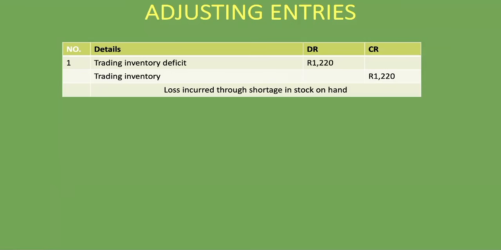Now, the narration can be different from one person to another as long as you're explaining what your journal entry is all about. Now, what if the one on the pre-adjustment trial balance was less than the one according to the physical stock taking, well, then you would have a trading inventory surplus, which is an income. So you would debit trading inventory and credit trading inventory surplus. I hope this one has made sense and you know how to account for it.